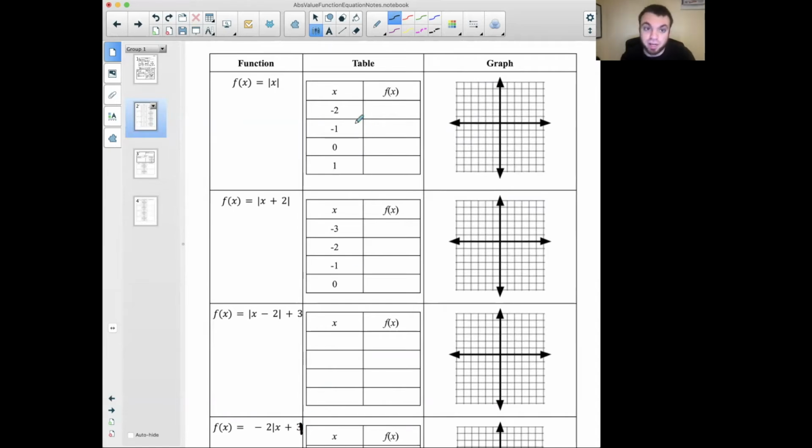All right, so let's plug in the absolute value of -2. I plug it in for x, I get f of -2 equals the absolute value of -2. -2 is how far away from 0? That is 2 away from 0. I plug in -1, absolute value of -1. -1 is 1 away from 0, so 1. I plug in 0. 0 is 0 away from 0. And then I plug in 1, and 1 is 1 away from 0. So it becomes a 1. So I plot my points.